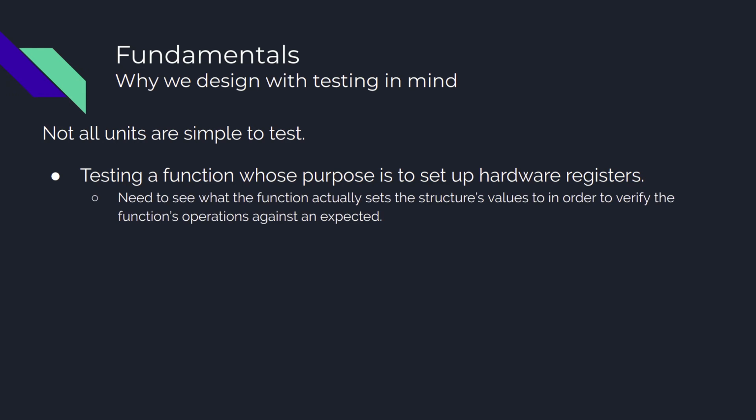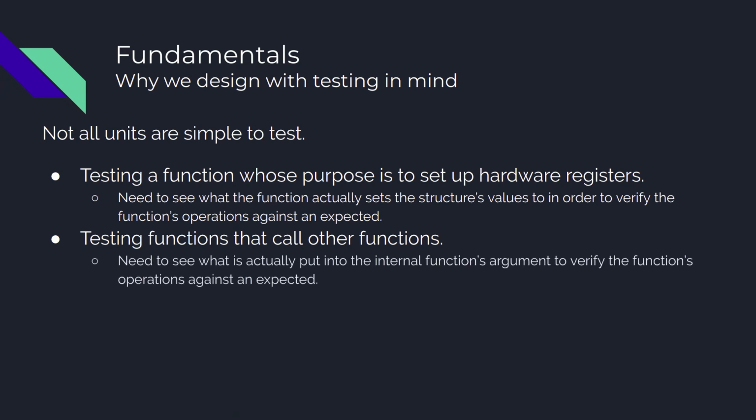And here I'm just saying that we need to see what the function actually sets the structure's value to. So if you have a structure that you point to, we need to make sure that the data in those registers are being changed appropriately. The other one is testing functions that call other functions. We need to be able to see what is exactly put into those internal functions in order to verify that those functions' operations fit against expected.